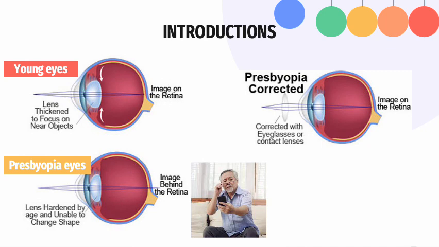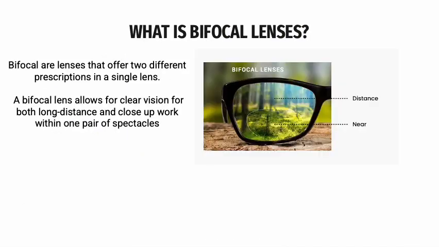Depending on the individual, presbyopia may be treated with corrective eyeglasses or contacts, or with refractive surgery. Whatever it is, they need plus lenses to make near images clear. There are a few options for that, which include bifocal lenses. Bifocals are lenses that offer two different prescriptions in a single lens. It allows for clear vision for both long distance and close-up work within one pair of spectacles.